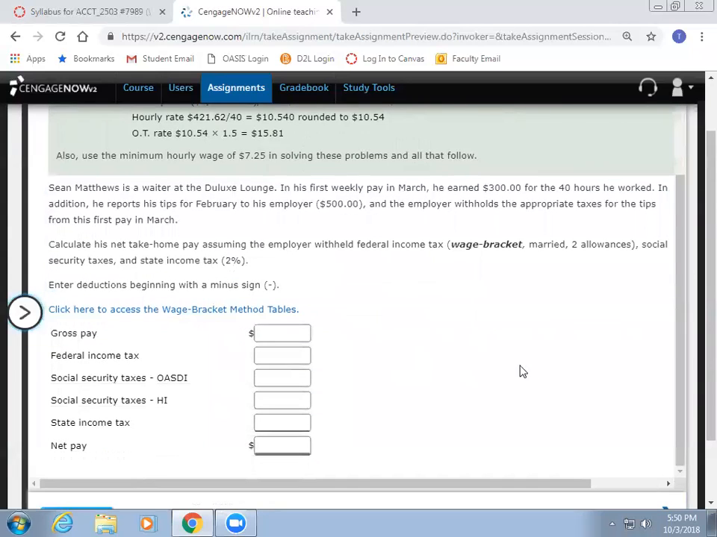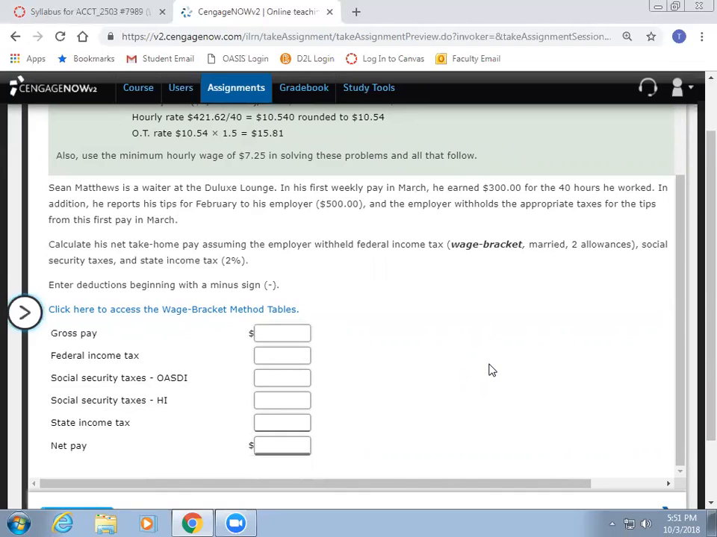So this first one, though, is doing the wage bracket method, but it's dealing with an employee that is paid tips. So that one's also kind of a special circumstance. Sean is a waiter at the Deluxe Lounge. In his first weekly pay in March, he earns $300 for the 40 hours he worked. In addition, he reports his tips to his employer of $500, and the employer withholds the appropriate taxes for the tips from this first pay in March. Okay?